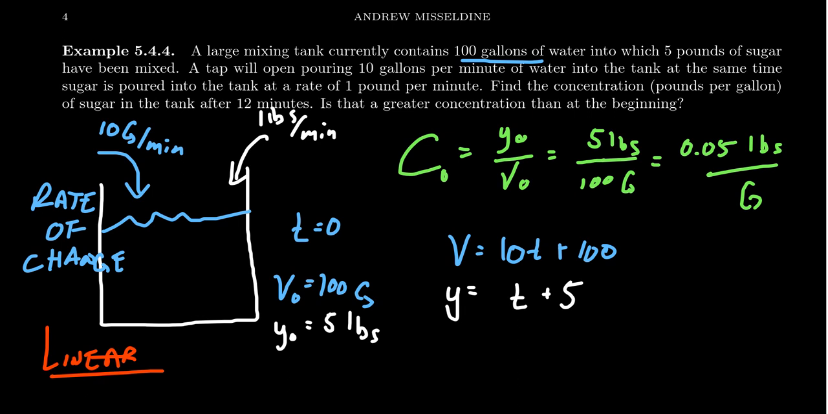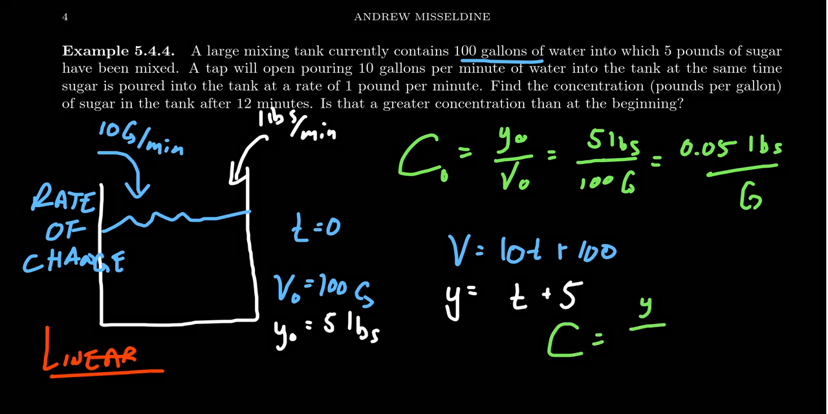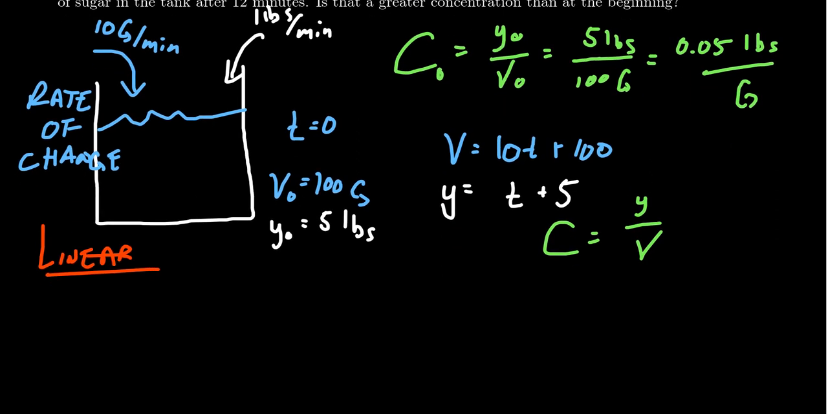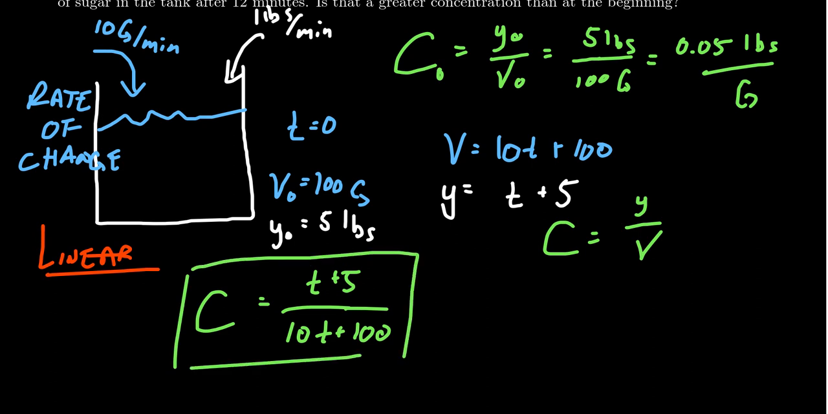And so when we put this together, our concentration function is supposed to look like y divided by volume, the amount of sugar divided by volume. We see that the concentration is going to equal (t plus 5) over (10t plus 100). This gives us a rational expression. The concentration will be a rational function, where you could factor the denominator. There's a common factor of 10 there. Pull out the 10, so you get 10 times (t plus 10). We could say something about vertical asymptotes, but that's outside the domain of this problem. We should mention that t has to be greater than or equal to 0. Before the experiment started, nothing makes any sense. We're not going to go back in time like Marty McFly or anything like that.